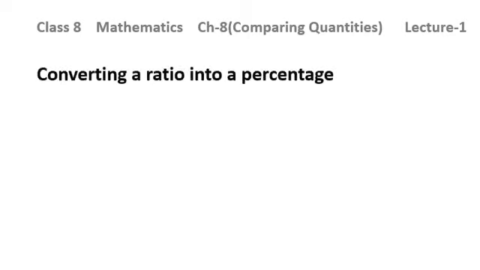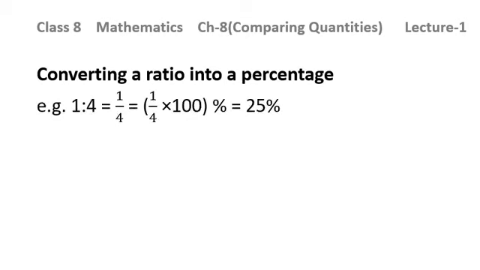Now coming to this topic, converting a ratio into a percentage. How to convert a given ratio into a percentage? This is the ratio, 1:4, and you need to convert it into a percentage. It will be written as the fraction 1/4. Then we multiply 1/4 by 100%, so it will be 25%. First of all, convert the ratio into a fraction, that will be 1/4. 1/4 times 100% will give you 25%.